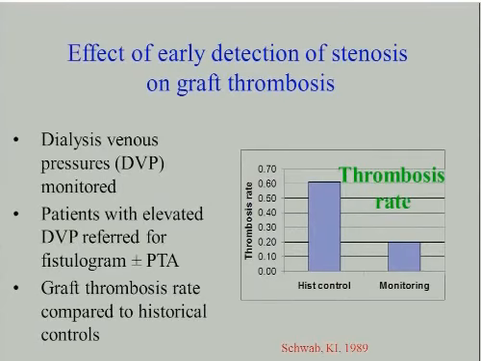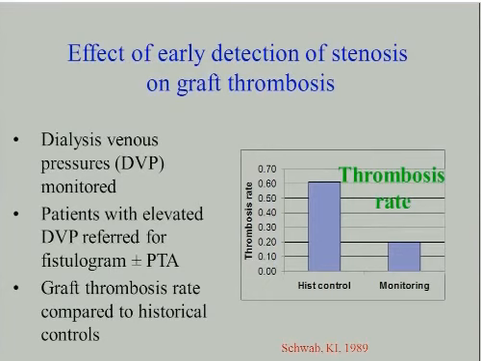So when we look at Schwab's original paper back in 1989, he looked at the dialysis venous pressures and monitored those to see whether looking at the venous pressures of the access grafts would decrease the thrombosis rate in patients. And so in patients with elevated venous pressures, he referred them for fistulograms and/or angioplasty, and was able to demonstrate a decrease in the thrombosis rate based upon his historical controls. This is very observational, very retrospective, and it was one of the early papers that sort of led us down this road to, if we can find a stenosis clinically or through surveillance, and we do an angioplasty, can we prevent a thrombosis of the access?